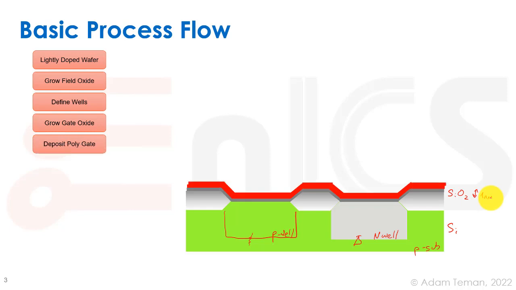The next thing we're going to do is deposit our polysilicon layer, which is going to be used for our gate electrode. So again, this is done without any photo mask. We do it in a uniform way on the entire wafer, and we get a really nice layer of polysilicon on top of the really nice layer of silicon dioxide, which is going to be our gate oxide.